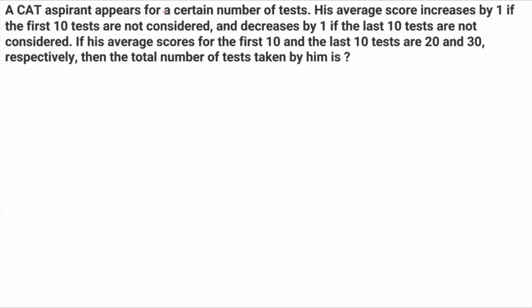Okay, so a CAT aspirant appears for a certain number of tests. His average score increases by 1 if the first 10 tests are not considered, and decreases by 1 if the last 10 tests are not considered. If his average scores for the first 10 and the last 10 tests are 20 and 30 respectively. First 10 tests, the average was 20, and the last 10 tests, the average was 30. Then the total number of tests taken by him is.